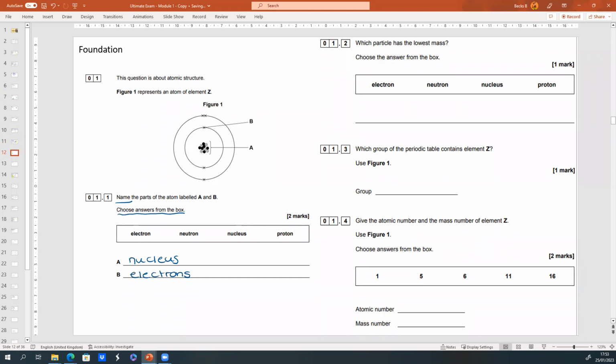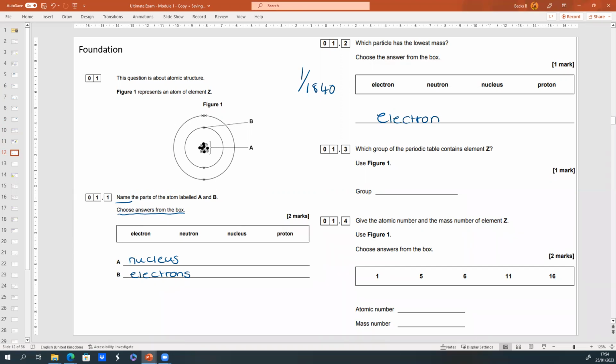Okay. Which particle has the lowest mass? This is where I said it's really key that you learn that table, because it is our electron. We say that our electron has 0 mass. You may have seen it represented as 1840. If you do that calculation, that number is so small that we don't worry about it. We don't put it into our calculations.